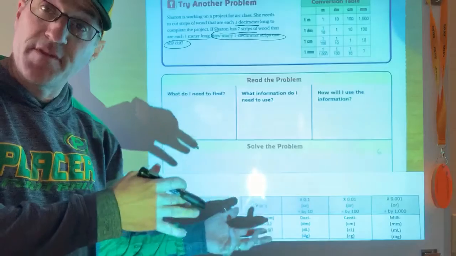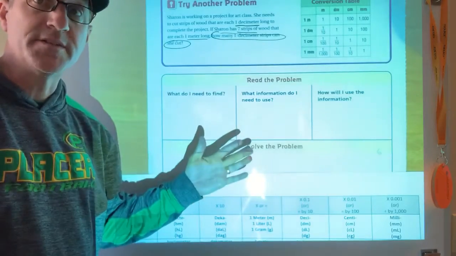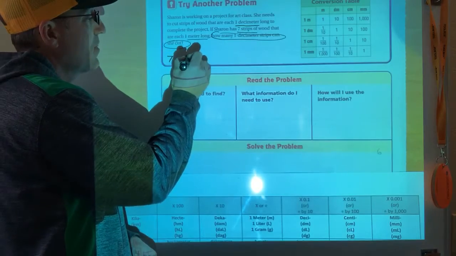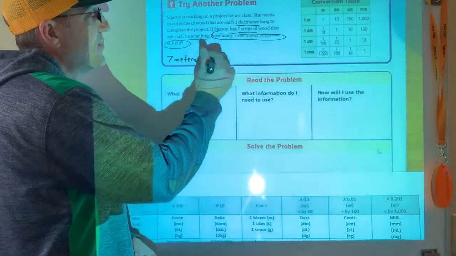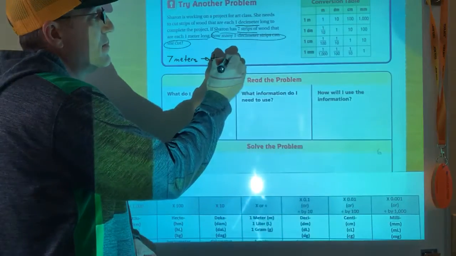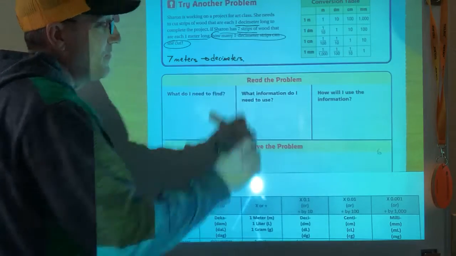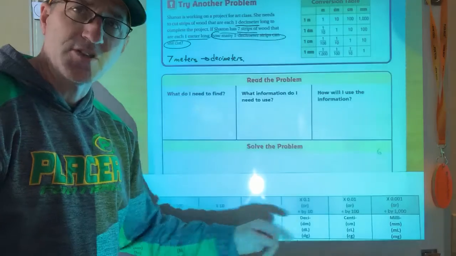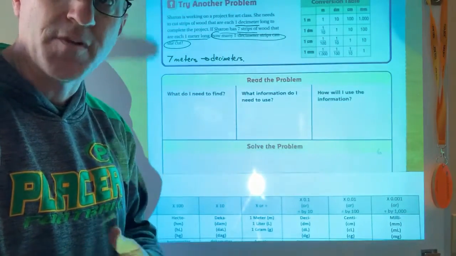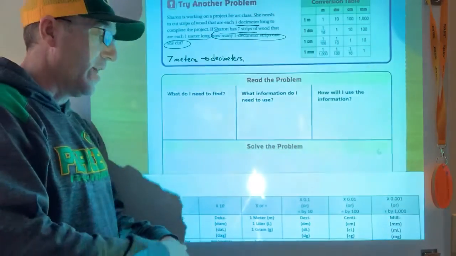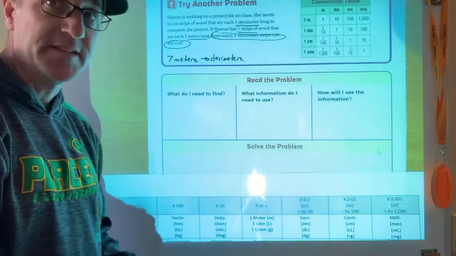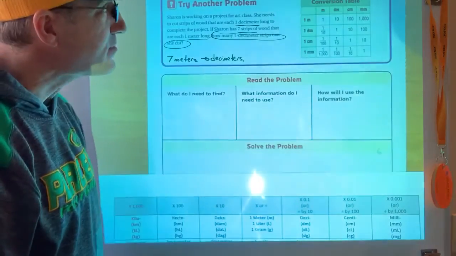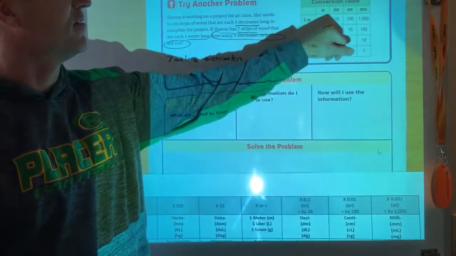Yeah, she's got 7 meters, right? 7 1 meter boards, and she's gonna go to decimeters. So I'm gonna go from 7 meters to decimeters, right? And if you look at my chart down here, decimeters are smaller, so I need more, so I'm gonna have to multiply, right? And since it's the metric system, it's all base 10, so it's by powers of 10. If I go 1, I'm gonna multiply just by 10, which is what this says here, times 10, right?